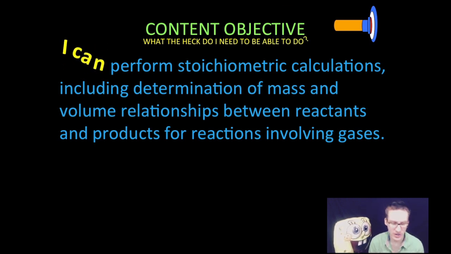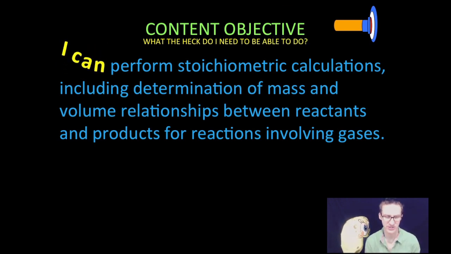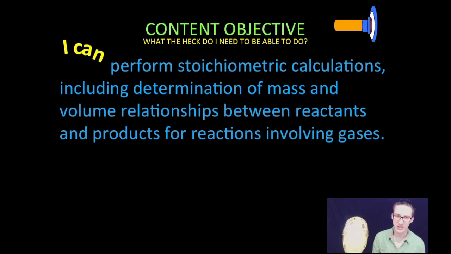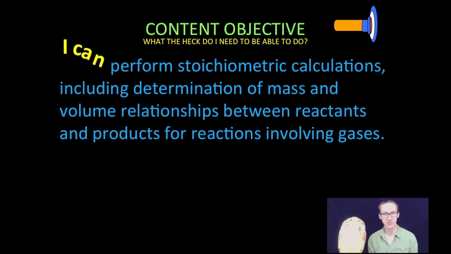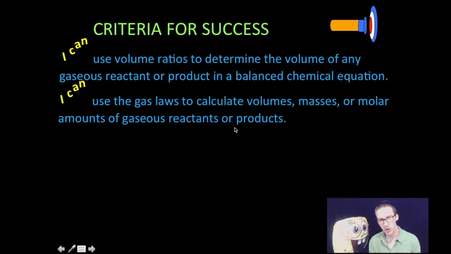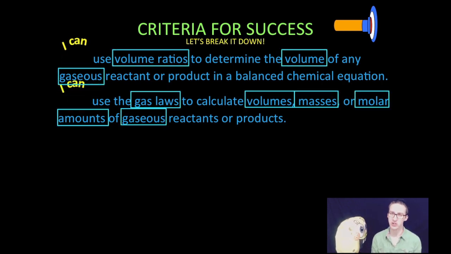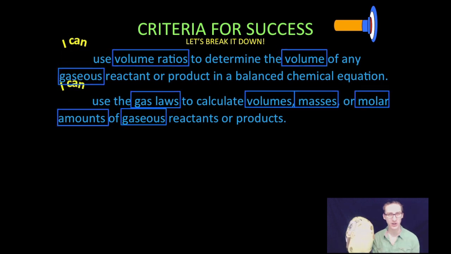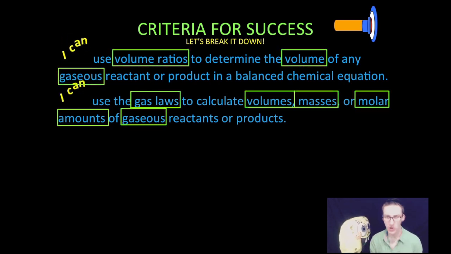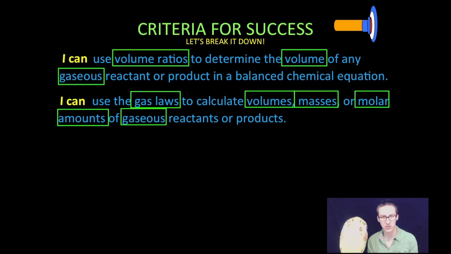In this video, we are gonna perform stoichiometric calculations. Yes! Including determination of mass and volume relationships between reactants and products for reactions involving gases. As always, breaking it down a little bit. First thing we're going to do is use volume ratios to determine the volume of any gaseous reactant or product in a balanced chemical equation. Number 2. We are going to use the gas laws to calculate volumes, masses, or molar amounts of gaseous reactants or products. So basically, we're going to put a lot of this unit together as well as use a lot of information from previous units.